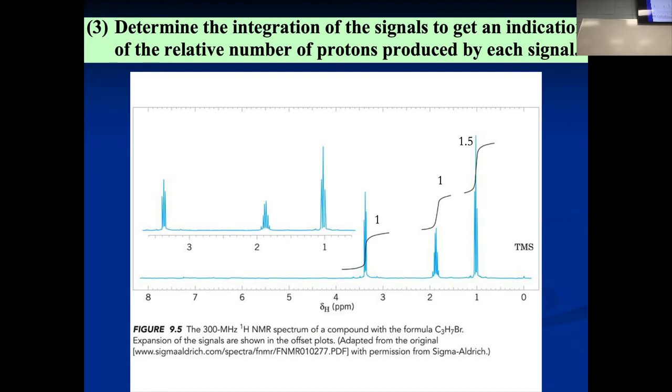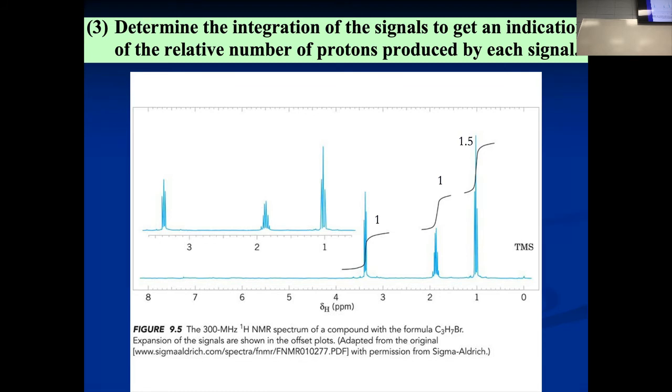The NMR spectrometer draws these lines. You can literally take a ruler and measure these, or you can ask the computer just to spit out the number. If you took a ruler, you would find that this distance is the same as this one. So these protons have to be in a 1-to-1 ratio. And you'll see that this is about 1.5 times the distance of this one. So the relative ratio for these protons is 1:1:1.5. What's the problem with a fractional ratio?